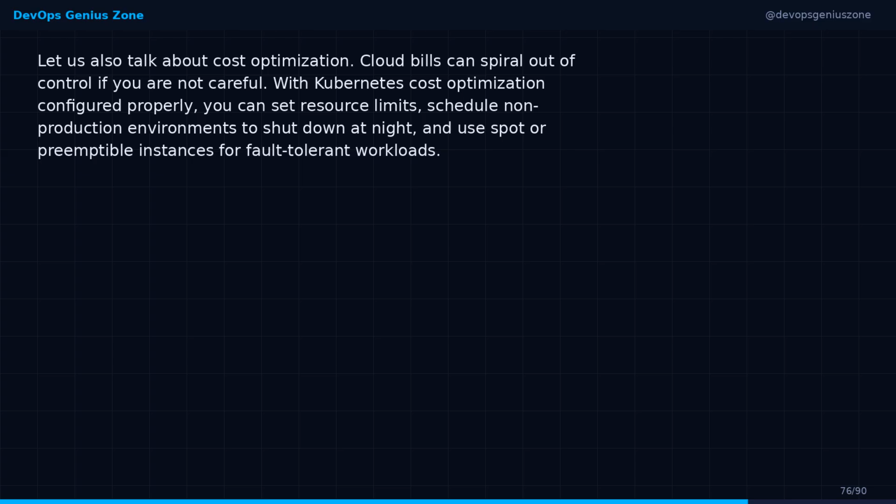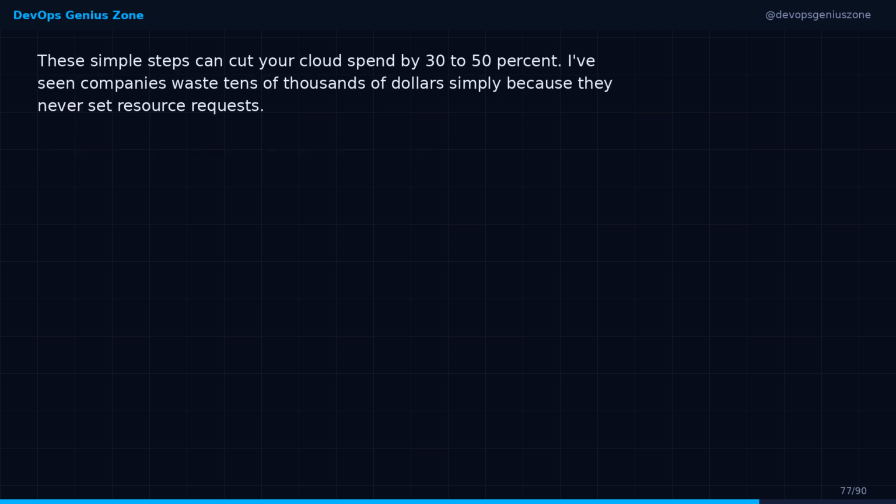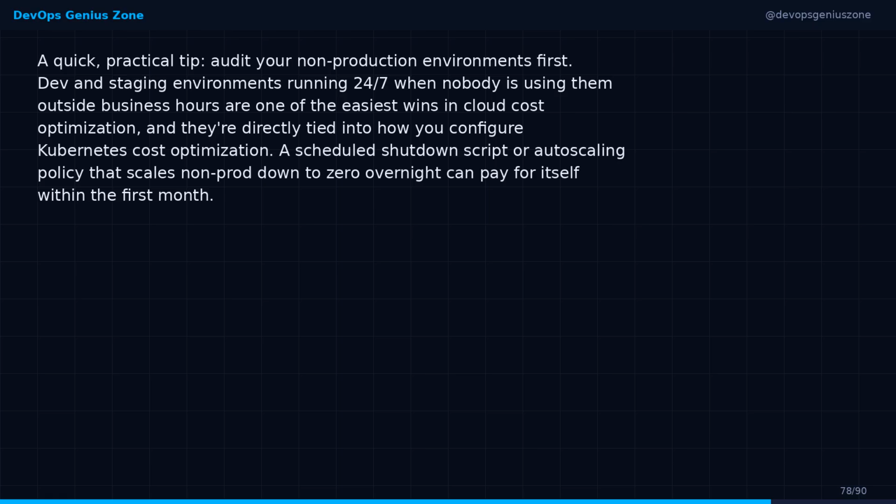Let us also talk about cost optimization. Cloud bills can spiral out of control if you are not careful. With Kubernetes cost optimization configured properly, you can set resource limits, schedule non-production environments to shut down at night, and use spot or preemptible instances for fault-tolerant workloads. These simple steps can cut your cloud spend by 30 to 50%. I've seen companies waste tens of thousands of dollars simply because they never set resource requests.